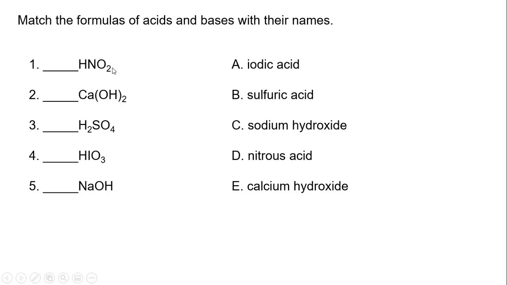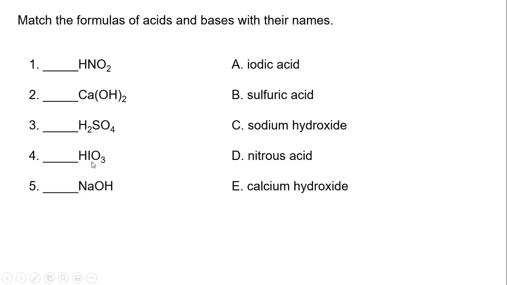So this is not nitrate. This is nitrite. So nitrite is going to have an OUS acid in naming. So it's going to be D. This is nitrous acid. Calcium hydroxide, that's pretty easy. E. Now here again, if you get stuck, don't look at the H's. This is sulfate. So sulfate, the ending changes to ic acid. So this is sulfuric acid.